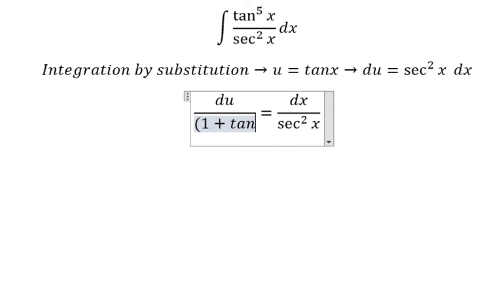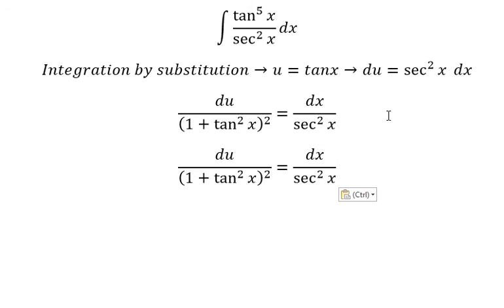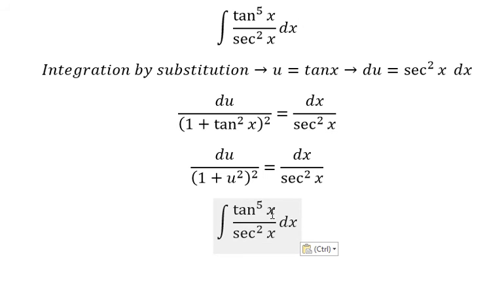1 plus tan s to the power of 2, everything to the power of 2, because this one is secant of s squared. So we change this one into u squared. So this one we change for u to the power of 5 ds over secant of s squared. In here we change for this one.